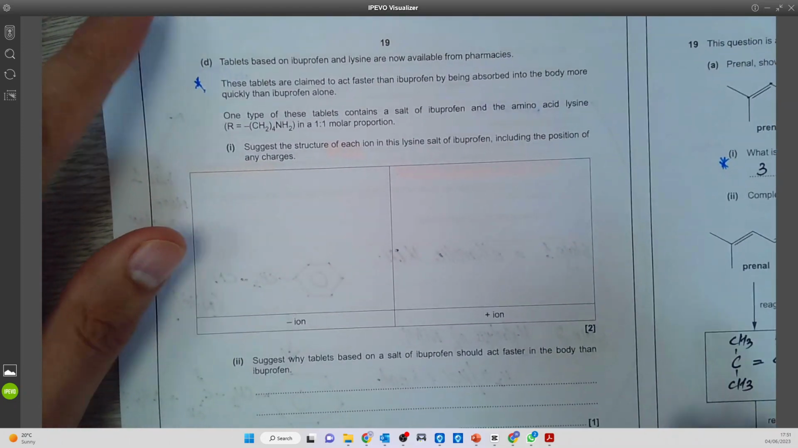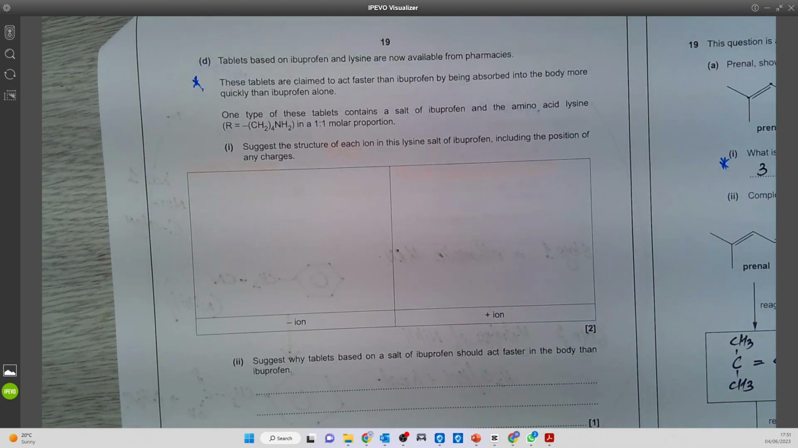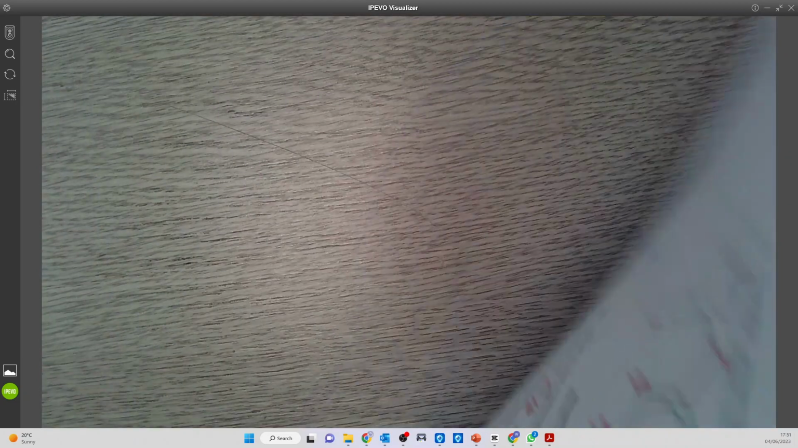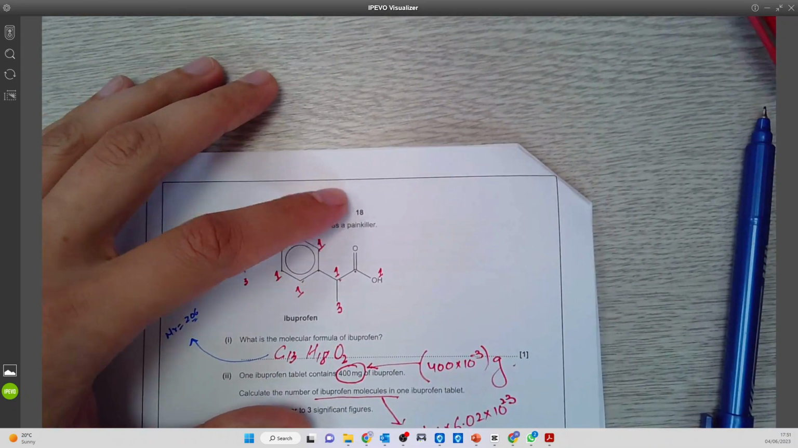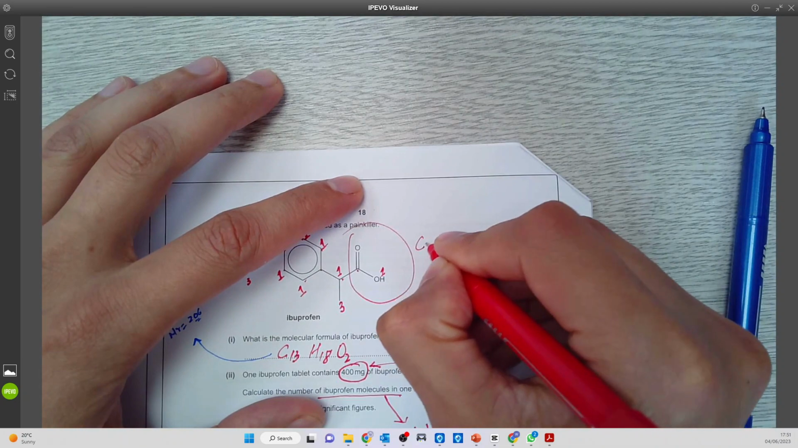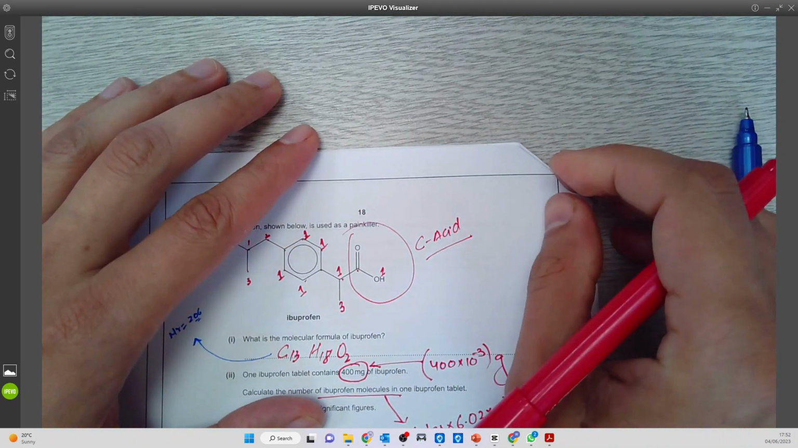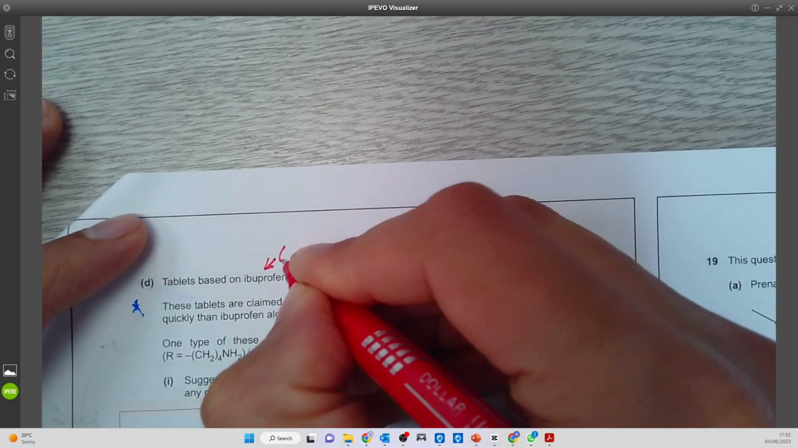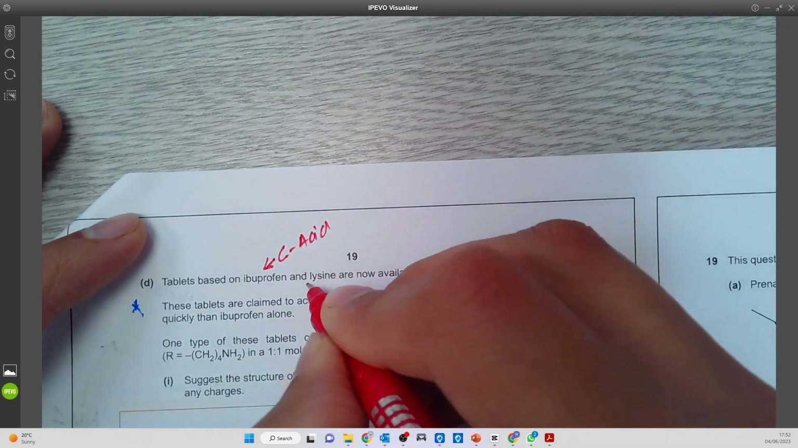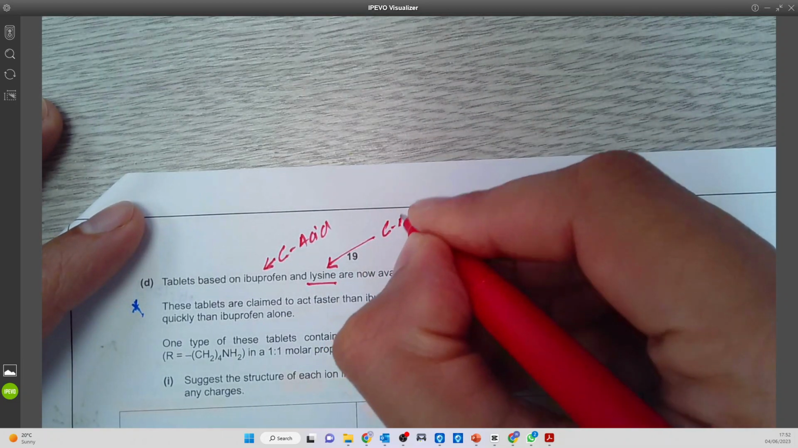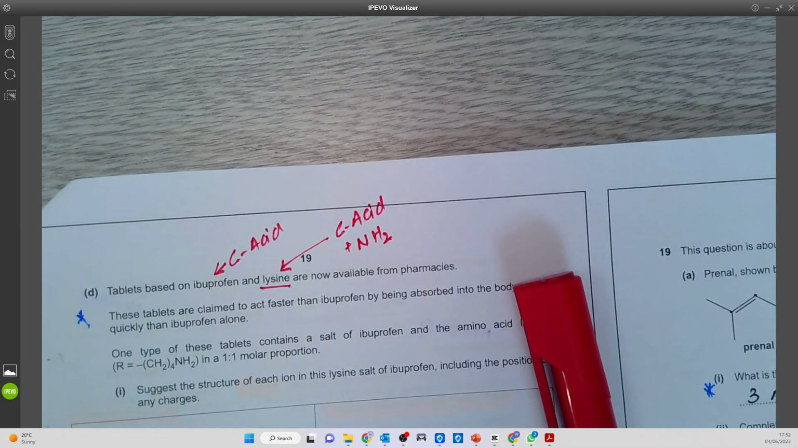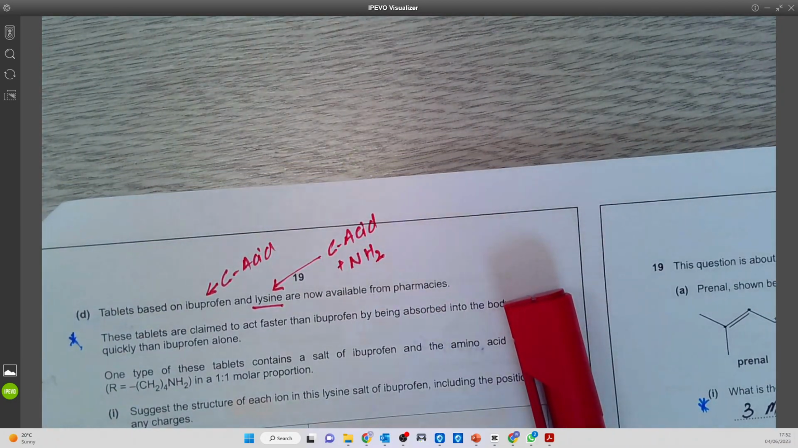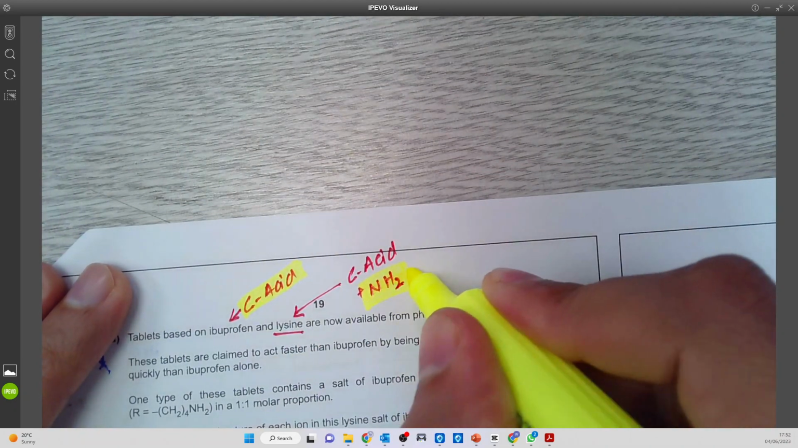It says tablets based on ibuprofen and lysine are now available from pharmacies. If you go back and have a look, my ibuprofen has this carboxylic acid group. Ibuprofen contains this one, carboxylic acid, and lysine has carboxylic acid plus an NH2 group. So when these two come together, what will happen? This and this will react to form a salt.